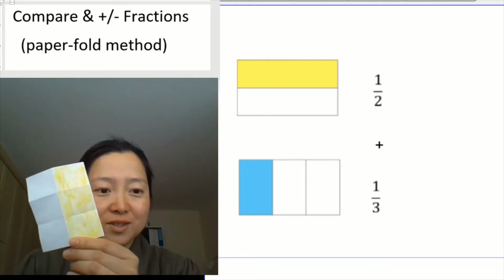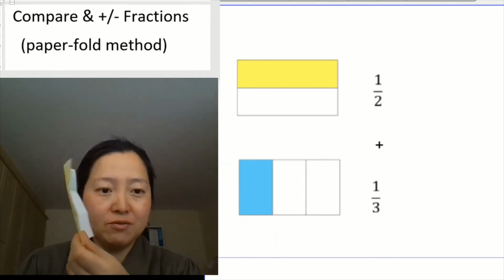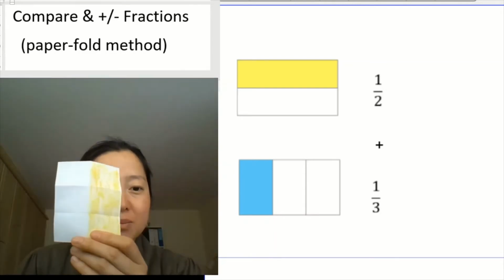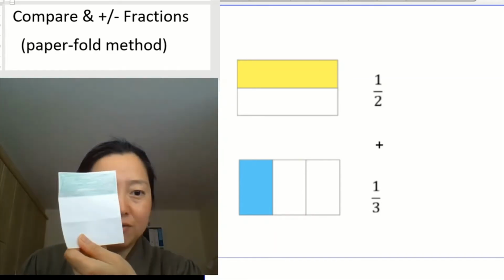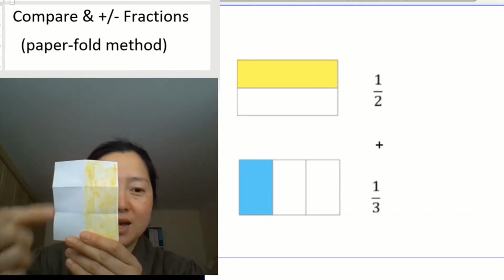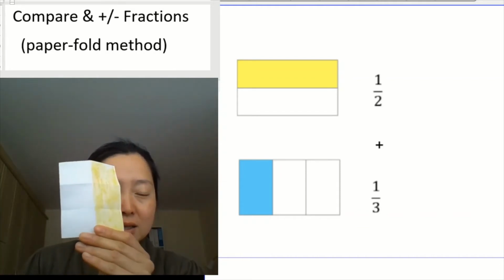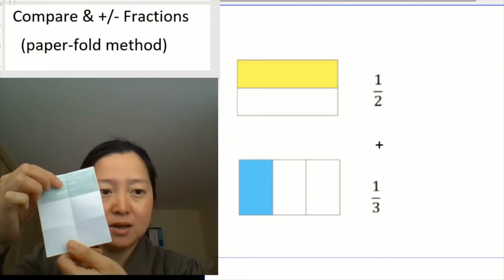Have you finished yours? I have finished mine. So on this side, I have a half. On this side, I have a third. But if you look at all your creases, your paper is actually folded into 6 little squares. Okay? So when we're adding these 2 fractions together, we're going to look at this side.